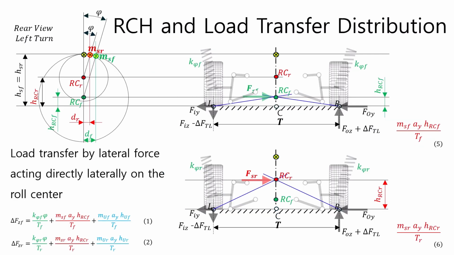Let's look at the relationship between roll center height and load transfer distribution. A higher roll center increases load transfer through the suspension links, while a lower roll center increases load transfer through the springs. Regarding load transfer through the springs and anti-roll bars, as explained in the previous video, we know that the load transfer ratio increases on the side with higher roll stiffness and decreases on the side with lower roll stiffness. On the other hand, the load transfer ratio through the suspension links increases on the side with higher roll center and decreases on the side with lower roll center.